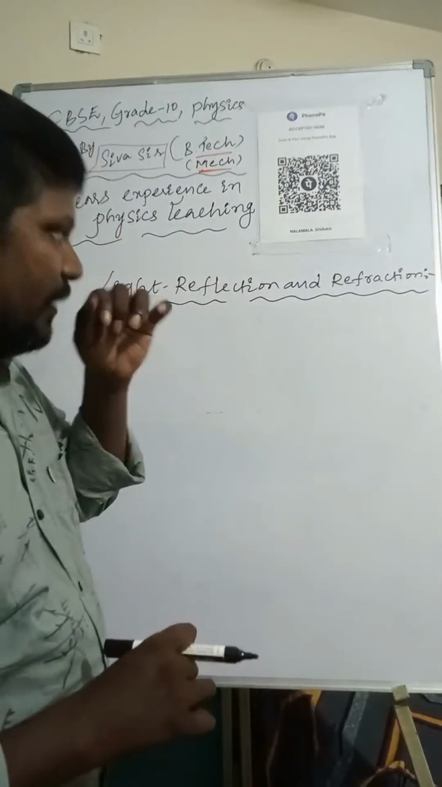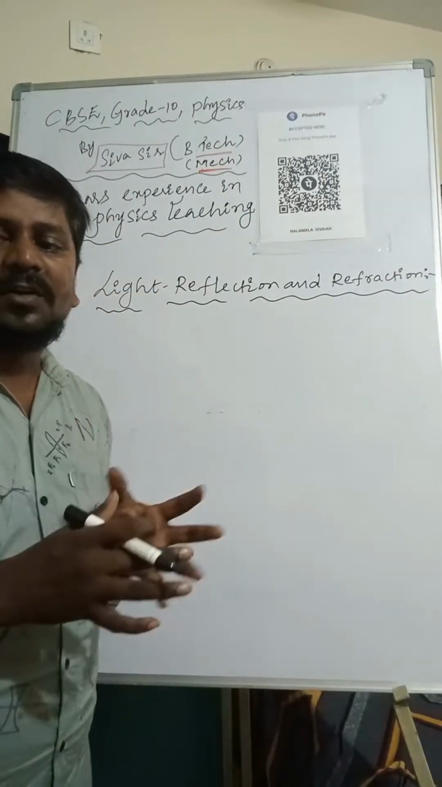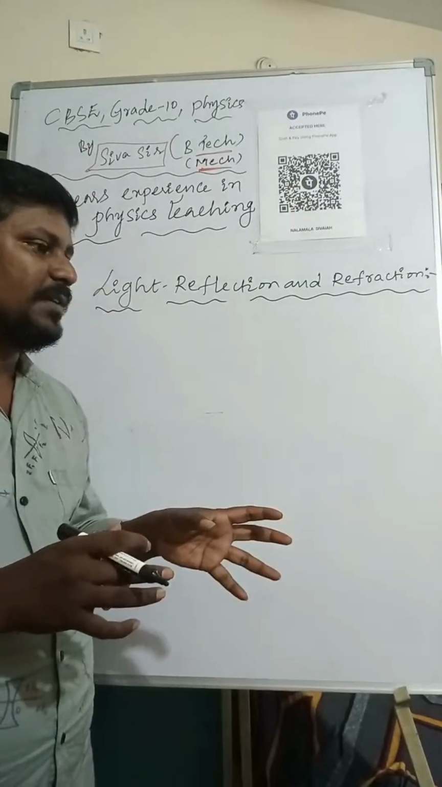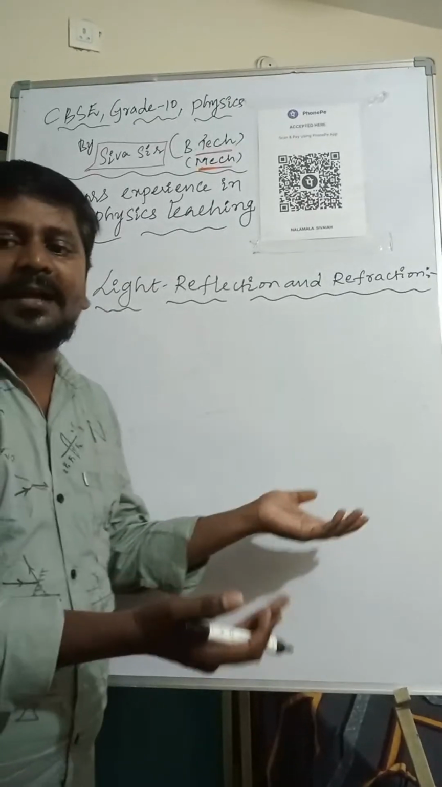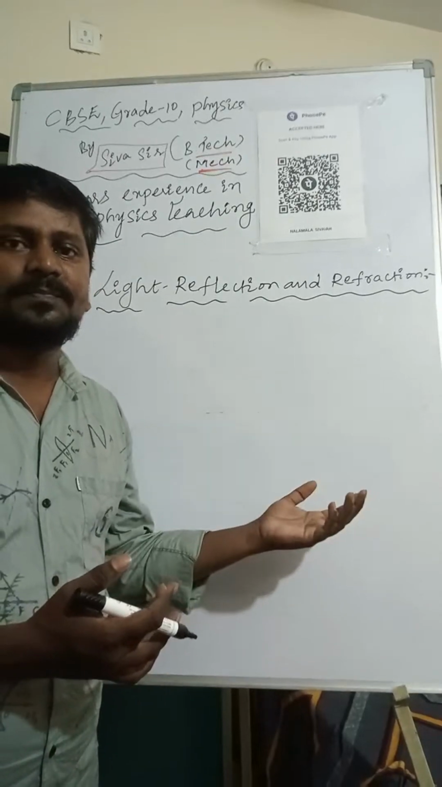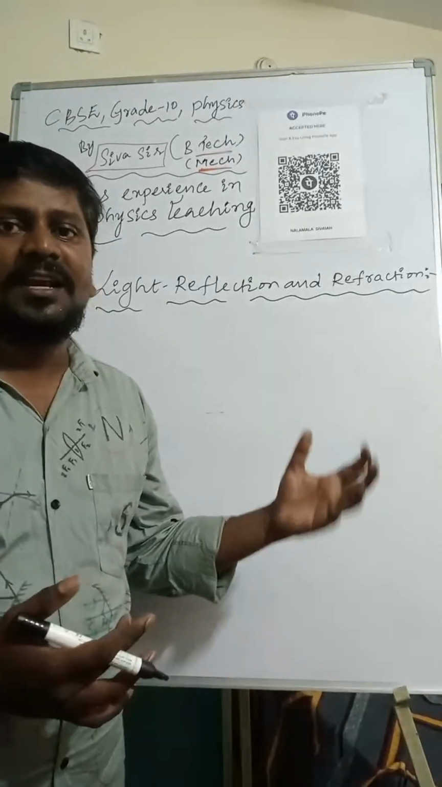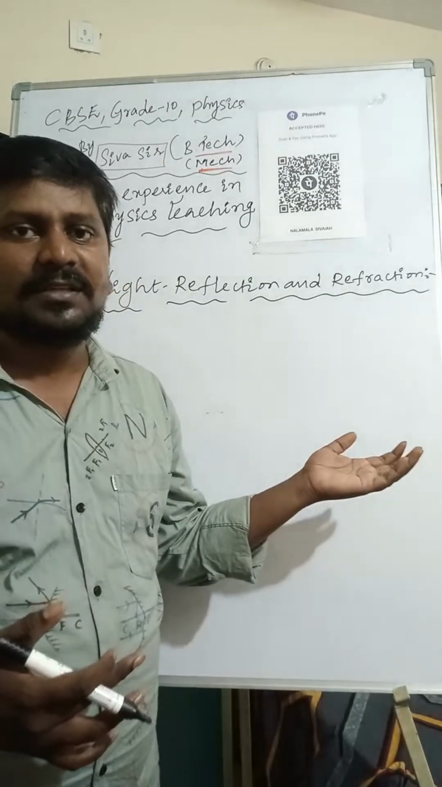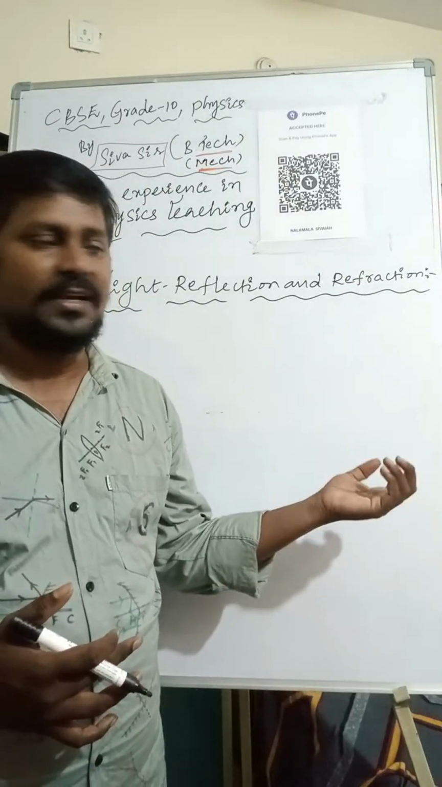Light is a form of energy which gives the sensation of sight. When light is incident on a surface, it reflects back into the same medium. That is called reflection of light. The bouncing back of light from the reflecting surface is called reflection of light.